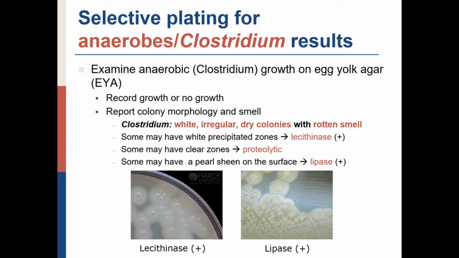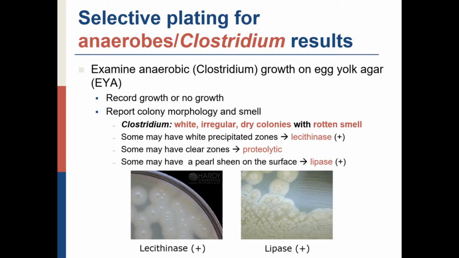EYA, which is short for egg yolk agar, which is going to be testing for Clostridium growth, the anaerobic growth, okay? So on this plate, it's going to allow Clostridium to grow, and when it does, it's going to have white, irregular, dry colonies, and it's going to smell very rotten. So luckily we don't have to do that, because we're doing it online.